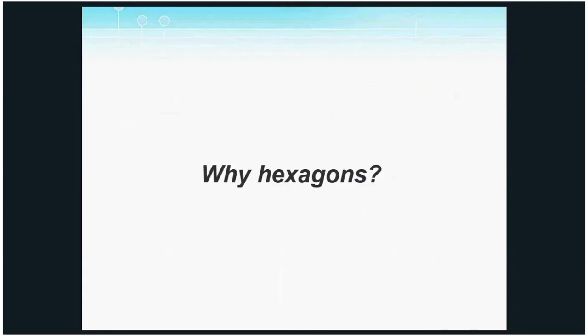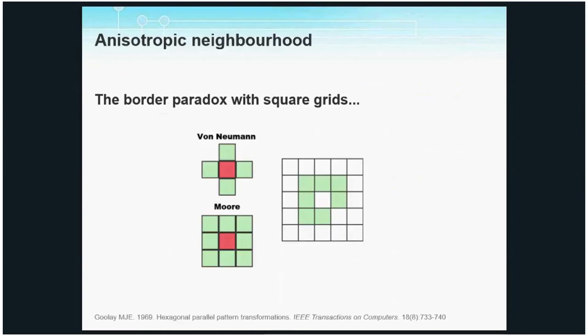Okay, so now let's move into why hexagons. Why should we think about hexagons for cellular automata? Well, one well-known issue with squares when used for grids is anisotropy, which means that different directions have different relations, or the center cell has different relations among the eight neighbor cells, for example. It's one thing. The other thing is the border paradox that we can simplify here with this von Neumann neighborhood on the top left, and the Moore, which considers the eight neighbors of the center cell. And then on the right, if we consider the von Neumann neighborhood, I would say that that green polygon is closed. But what happens if we consider the Moore? Is it open or is it closed?